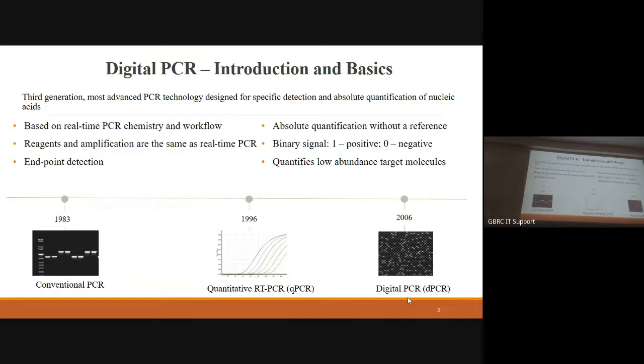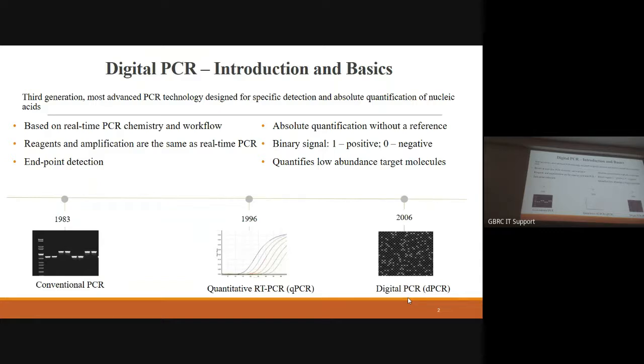And why is it digital? Because it depends on a binary signal, 1 or 0. So your PCR reagent will be distributed and have either 0 copies or 1 copy. And the major advantage of this digital PCR is that it quantifies low abundant target molecules.